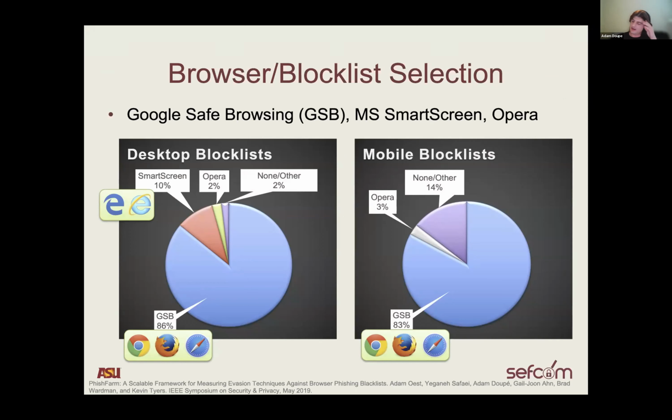And so we looked at several different lists. We looked at SmartScreen, which is used by Edge now, but also Internet Explorer at the time, and Google Safe Browsing, which is used by basically Chrome, Safari, and Firefox. So you can see Google Safe Browsing has the massive market share, 63% on mobile and 68% on desktops.